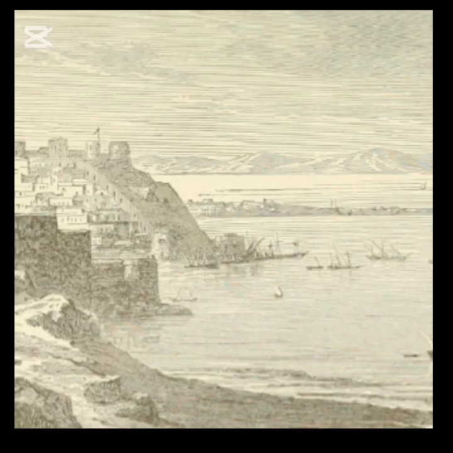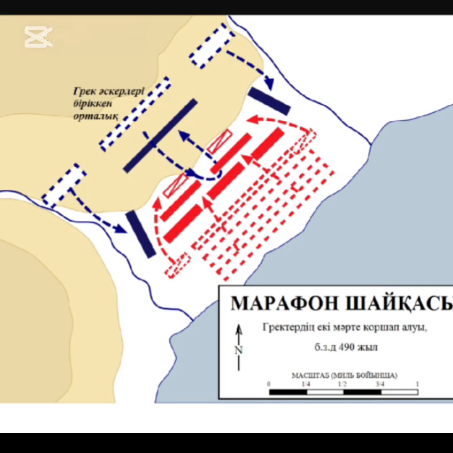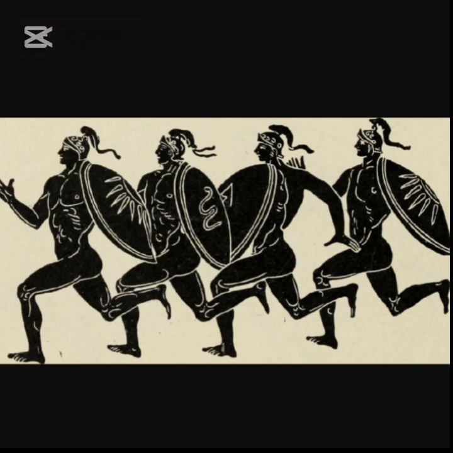First Persian invasion of Greece in 490 BCE. Darius launched his first invasion of Greece. The Persian army landed near the plains of Marathon. Despite being outnumbered, the Athenians and their allies achieved a shocking victory in the Battle of Marathon. This victory proved that the Persian army was not invincible and gave the Greeks confidence to resist future invasions.